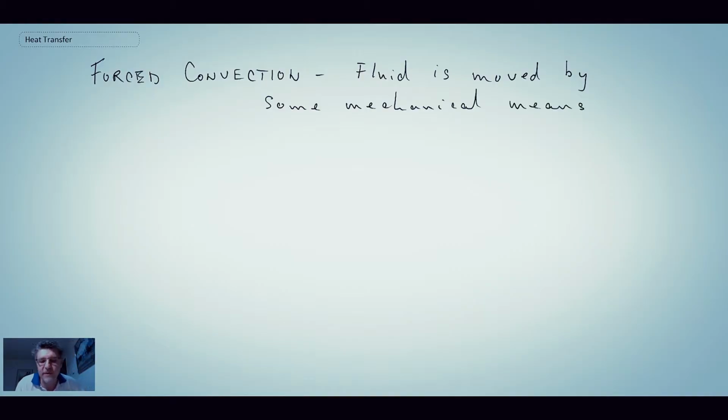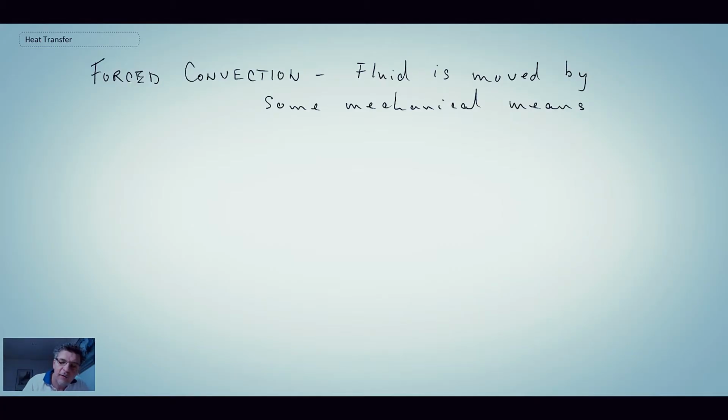So forced convection is just what it sounds like. We're forcing the fluid over the solid surface using some mechanical means. That could be a blower, it could be a pump. The surface itself could be moving, as in the case of an aircraft flying at very high elevation where the temperature would be very cold, minus 60 degrees C, and the aircraft skin would be at a higher temperature.